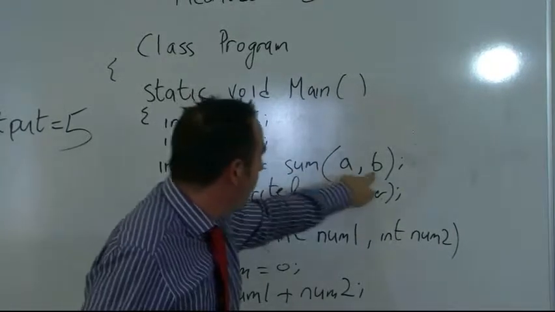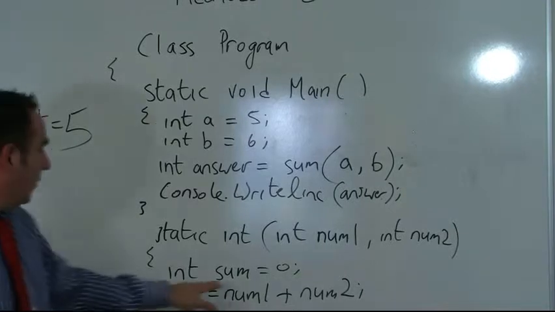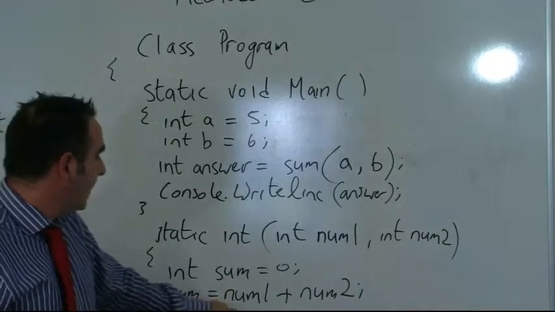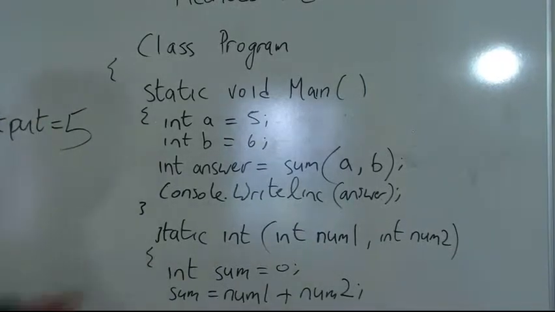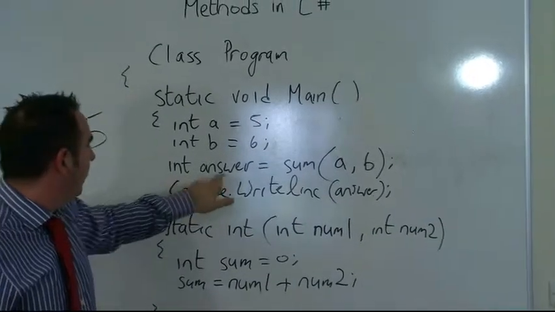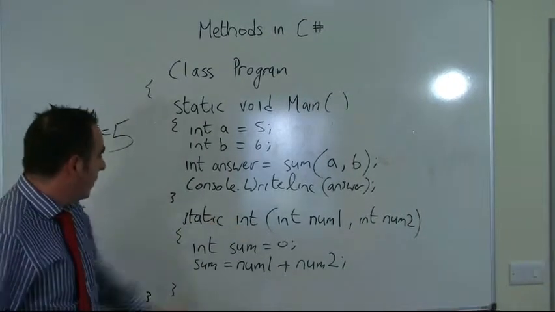Num2 will get the value of b, which is 6. Okay? So now we have our sum there, and we say sum is equal to num1 plus num2. And now what must we do? Jump back up here. We're expecting an answer to be returned from our method, and we have specified, do you know what I'm missing there?